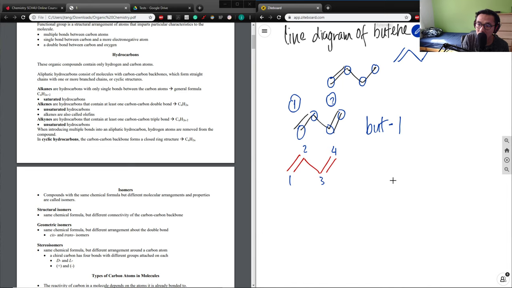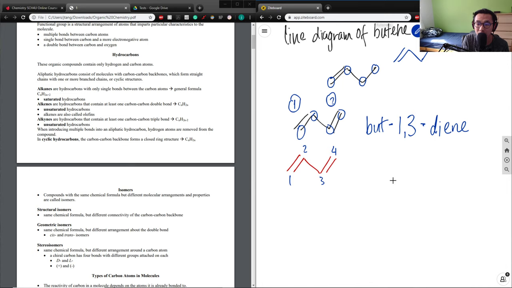It's gonna be 1, 3, and this 1, 3 is symbolizing the carbons here. So I have one carbon double bond here, one carbon double bond here, and then I'm gonna have to add another prefix just to say that I have two double bonds. I'm gonna add a di, and then ene. So bute-1,3-diene would be my chemical name for this compound.